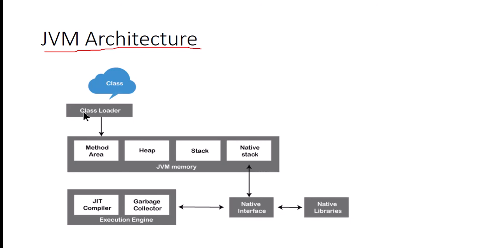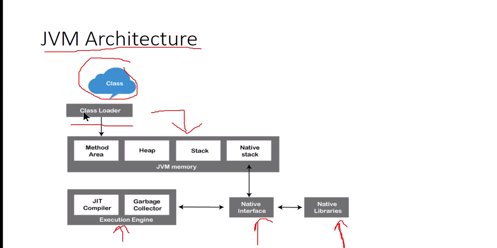So what happens inside JVM? Whenever you compile Java code, you have seen that it is converted to a dot class file. So we have a class file, and it will first fetch the class loader. The class loader basically helps us load that dot class file. Then we have something called JVM memory, and we have an execution engine, native interface, and native libraries. So let's understand how it basically works.